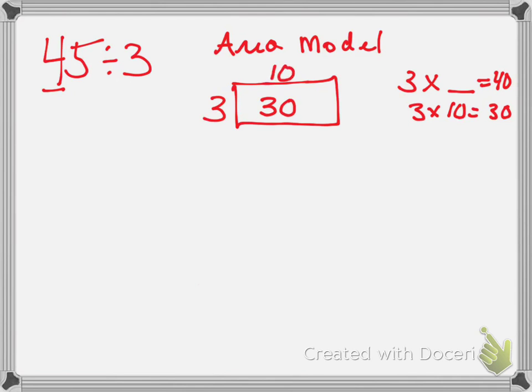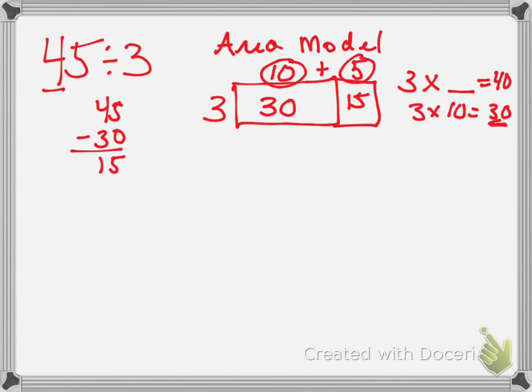So I'm going to put a 30 here, and 3 times what equals 30? It's 10. So now we need to subtract 30 from 45, and we are left with 15. So I'm going to add a segment, and this is going to be a 15. So now we have to say 3 times what gives us 15? 5. So we need to add this plus this, and it equals 15. So 45 divided by 3 equals 15. Now how is this going to look as a number bond?